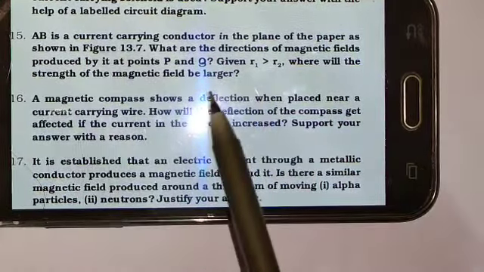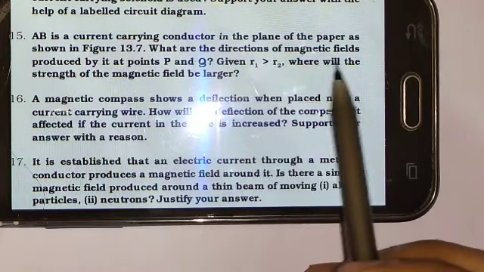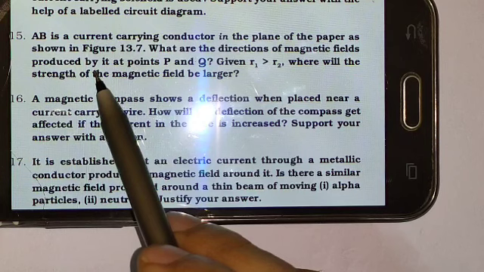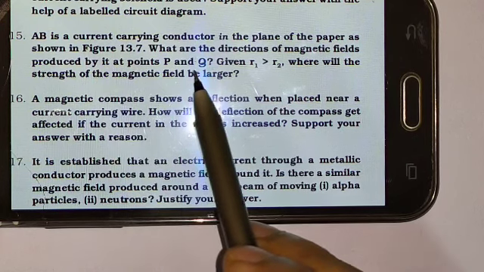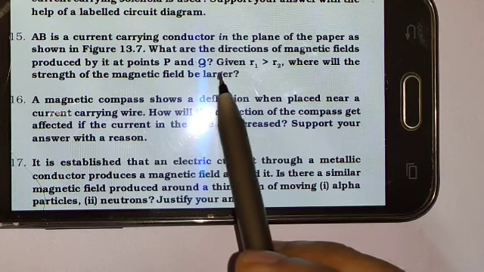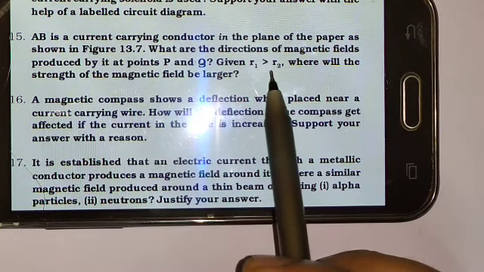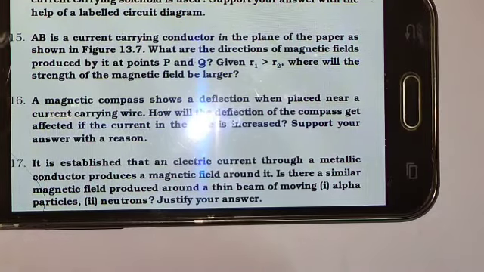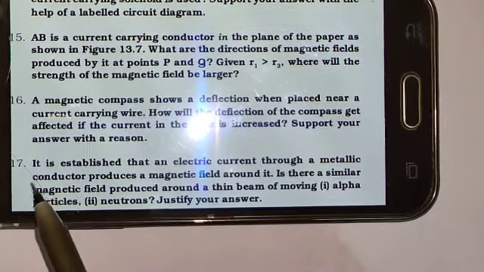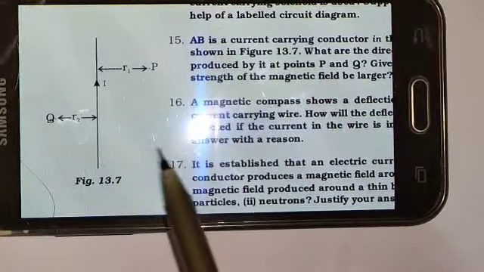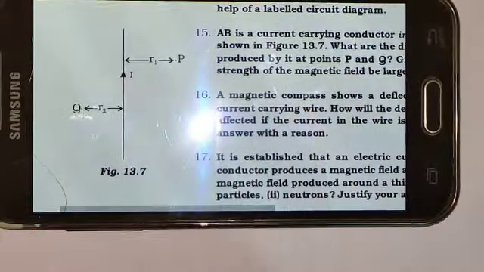What are the directions of the magnetic fields produced by it at points P and Q? At the particular points P and Q we have to state the direction of the magnetic field. Given R1 is greater than R2, where will the strength of the magnetic field be larger? So at what point will the magnetic field be larger? Now it is a very easy question. We don't have to use anything else to understand it.